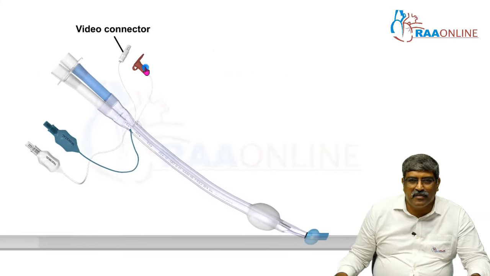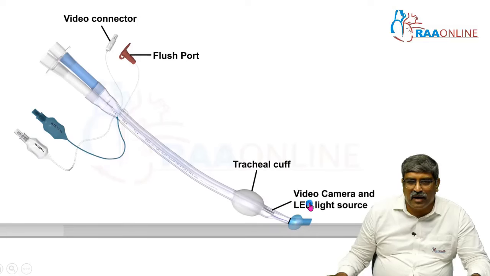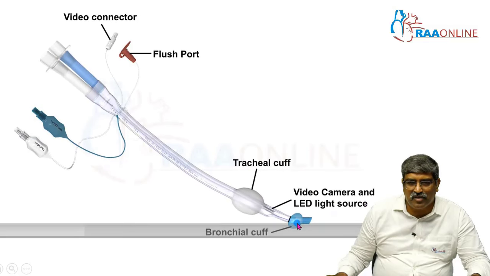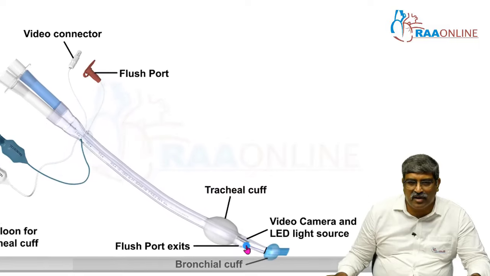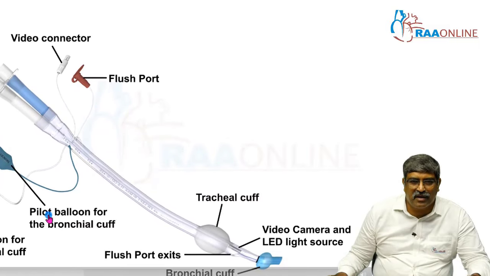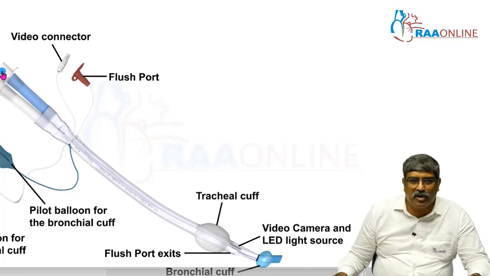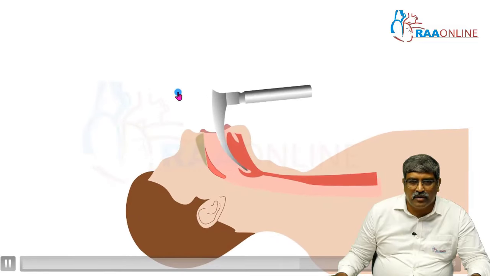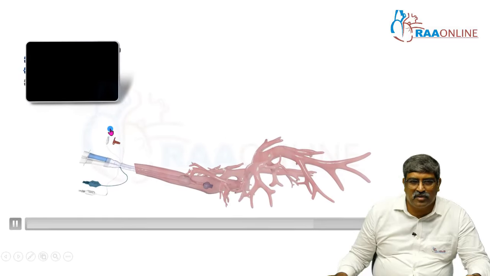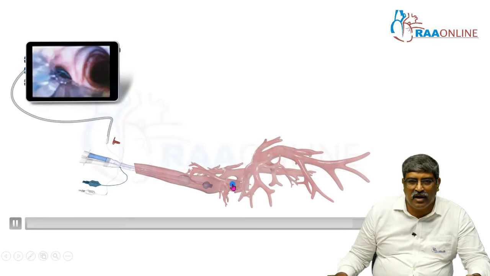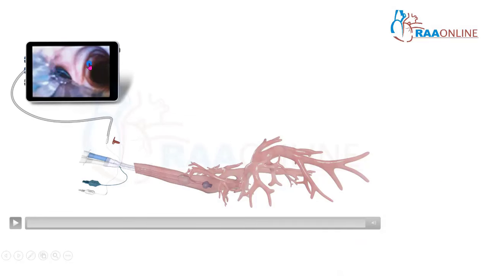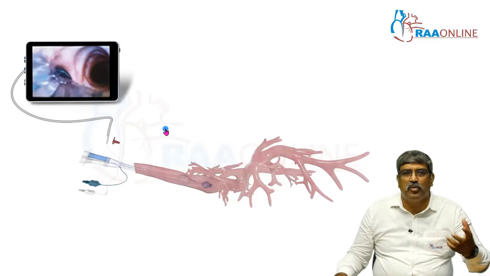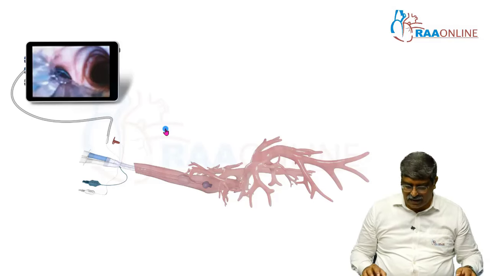You have a video connector, a flush port, tracheal cuff, and you can see the video camera with the LED light source, bronchial cuff, and this is a flush port exit to clear the screen, pilot balloon for the tracheal and the bronchial cuff, and you have the bronchial lumen and the tracheal lumen. After laryngoscopy, the tube is inserted and the video connector port is connected to the monitor, and here you can see the left mainstem bronchus with the bronchial cuff and the right mainstem bronchus. So, you can continuously view the tube position inside the bronchus and the trachea.